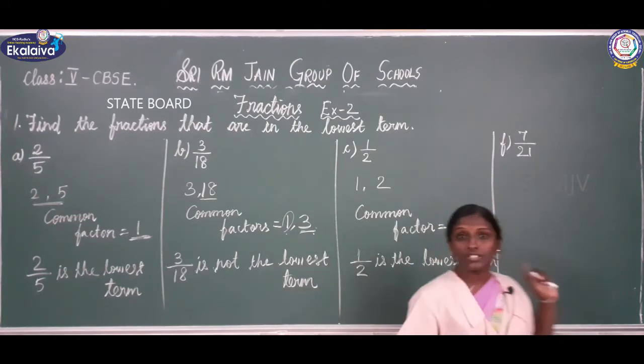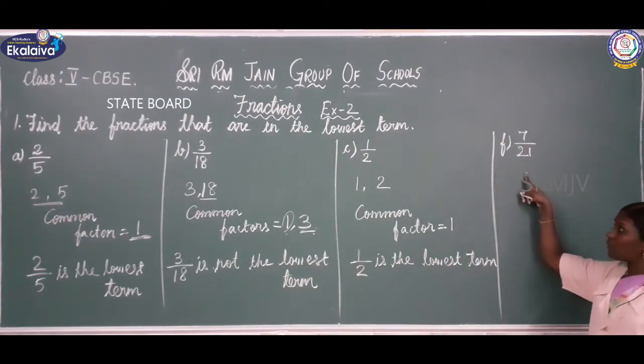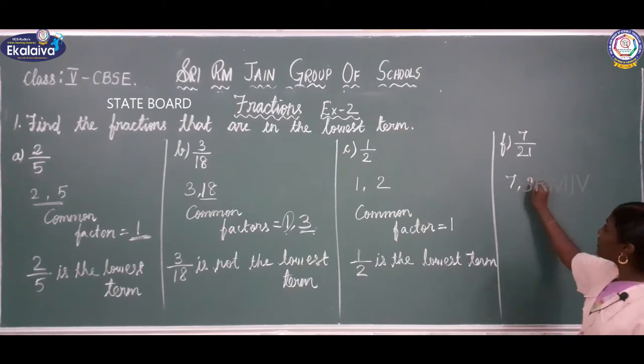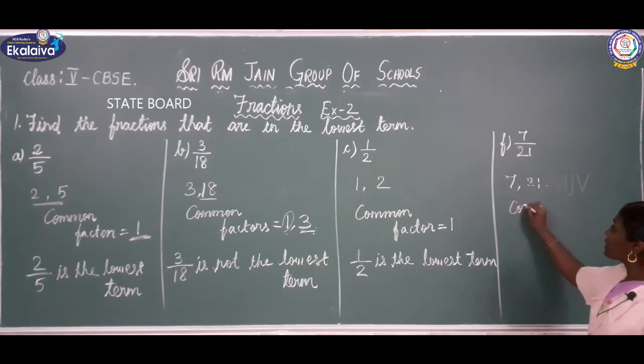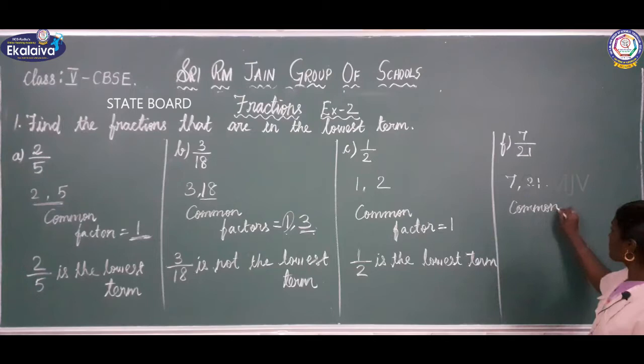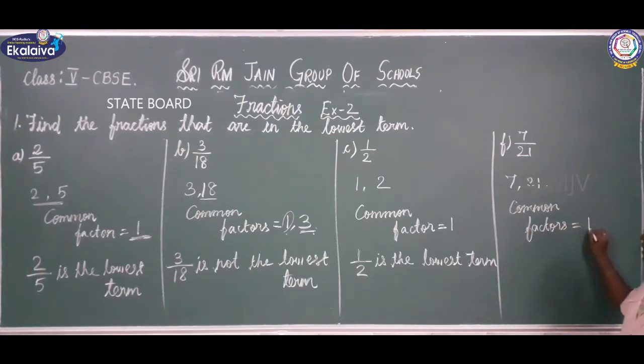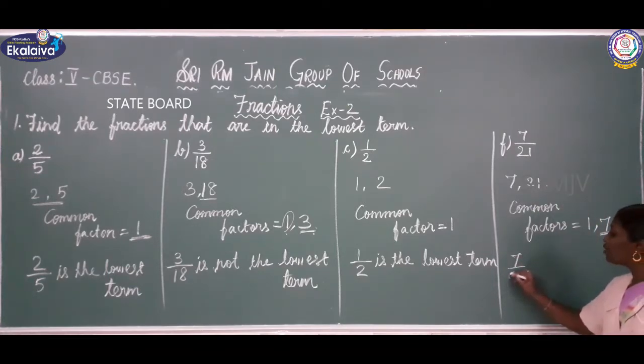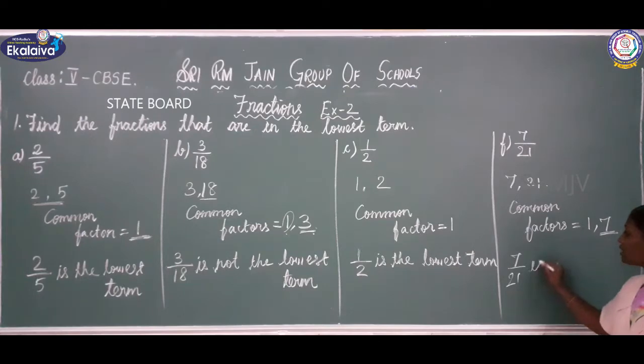Then the next fraction is 7 by 21. Here for the numbers 7 and 21, which are the common factors? One, and 21 is divisible by 7, so 7. So 1 and 7 are the common factors. Here these two numbers have one more common factor. So this fraction is not in the lowest term. 7 by 21 is not the lowest term.